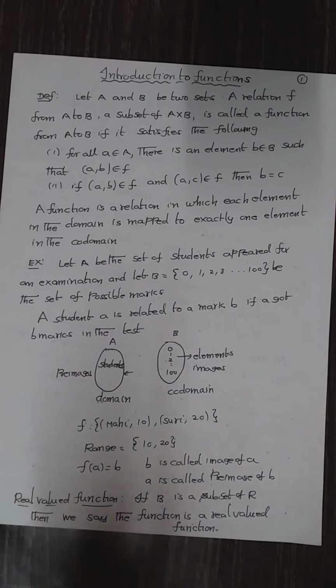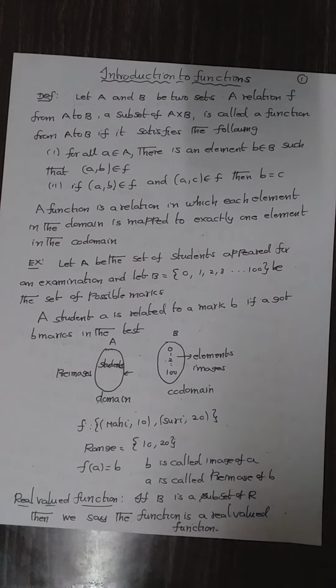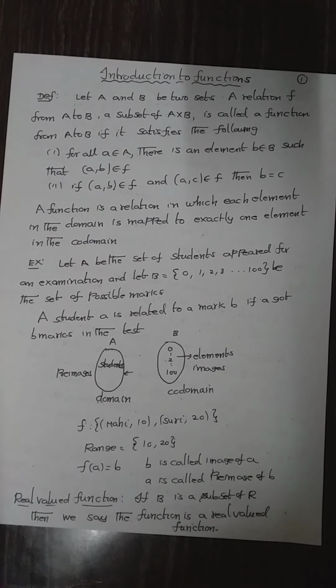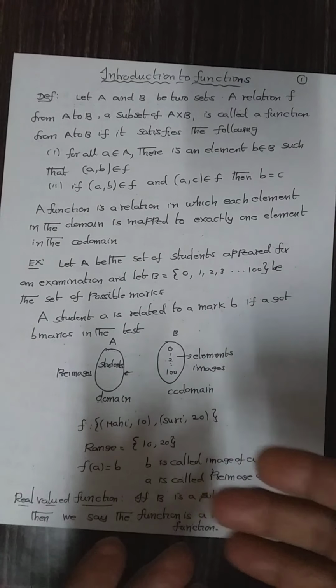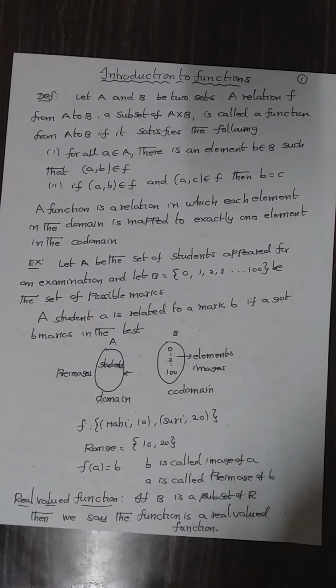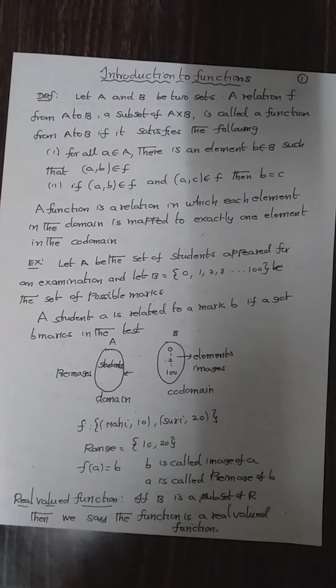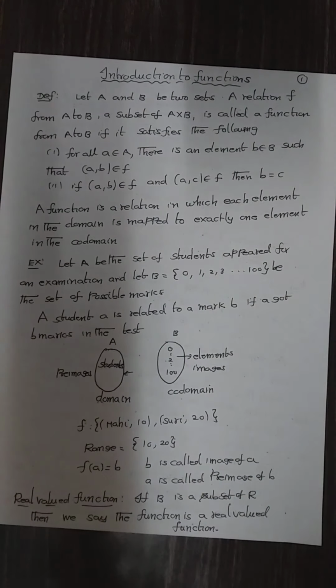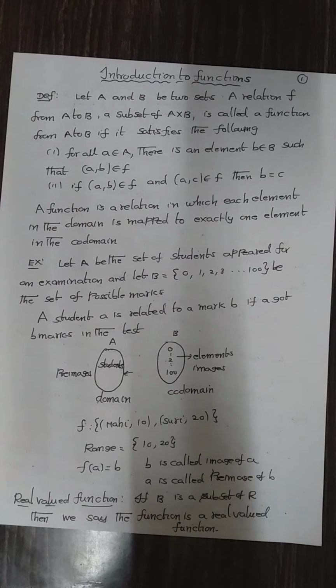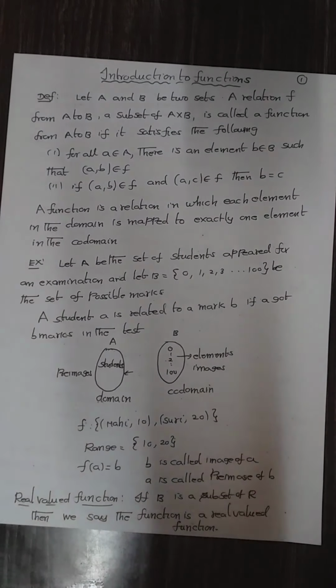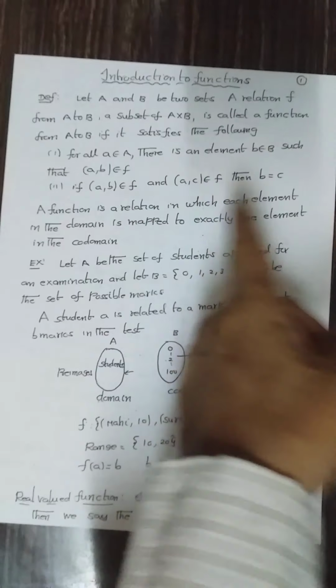So students, this is a basic introduction to functions. Three things you should understand. A function is a special kind of relation which has to satisfy some conditions. A relation is a subset of A cross B, and a function is also a subset of A cross B, but certain conditions it has to fulfill, otherwise it is not a function. So what are the conditions I already told? For every a belonging to A, there should be a unique element b belonging to B such that (a, b) belongs to f. And if (a, b) belongs to f and (a, c) belongs to f, that means the same element has two images, so it is not a function unless b equals c.